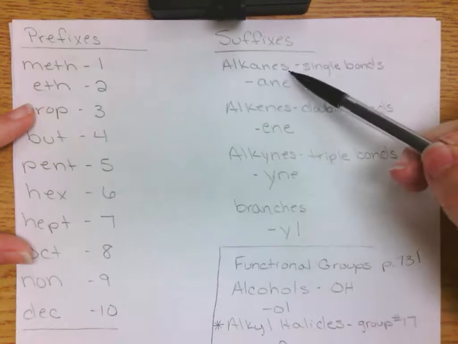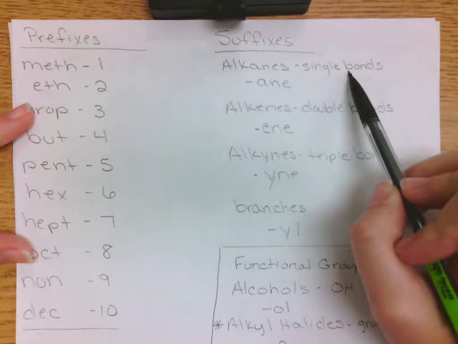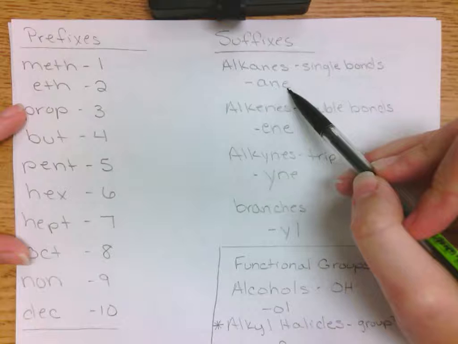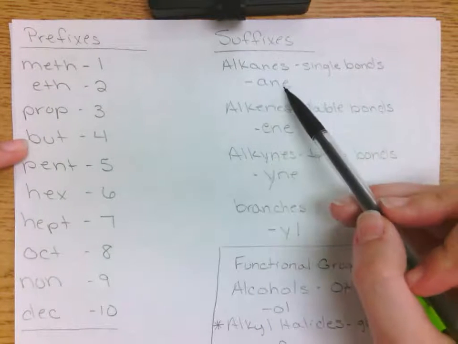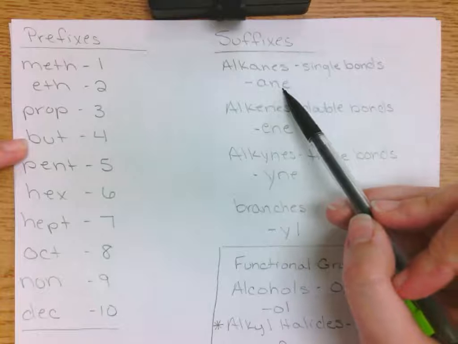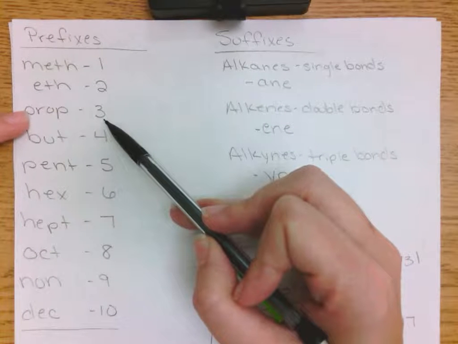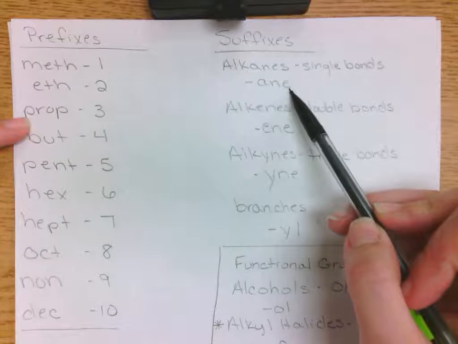The first worksheet is just over alkanes, and this means a chain of carbon that all have single bonds. So the suffix for all of these will end in ane. So if I have a chain of 4 carbons, that's but, it's all single bonds, it ends in ane, that's butane, that's lighter fluid. If I have a chain of 3 carbons, my prefix is prop, it's all single bonds, so it ends in ane, so propane, just like in your barbecue grills.